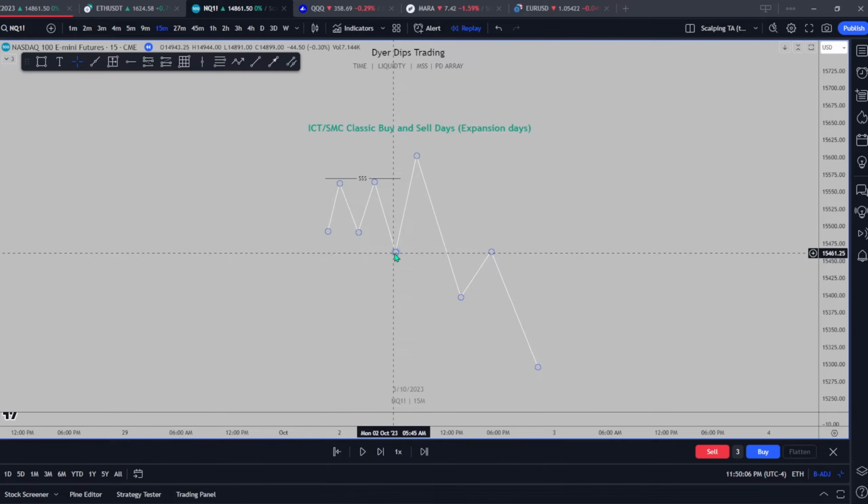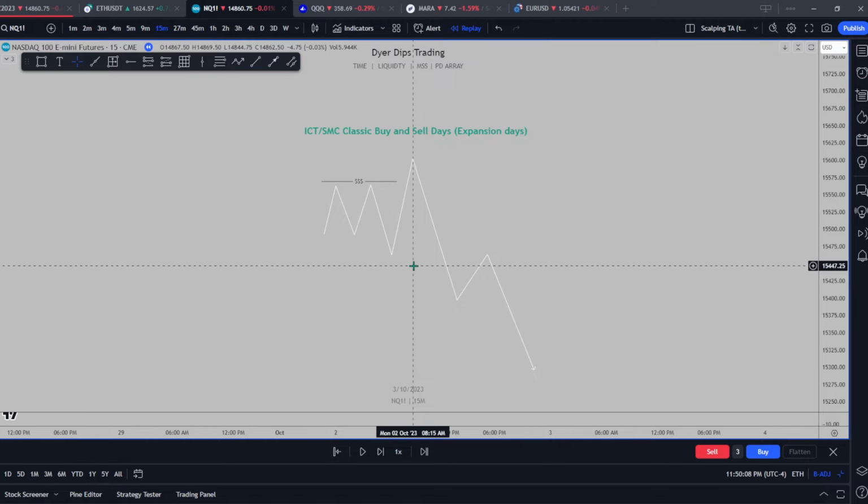And if you thought that, you're absolutely correct, which is why it's really important to understand when they are likely to form. And with that being said, we're going to hop right into when and where to anticipate these expansion or classic sell and buy days or algorithms.